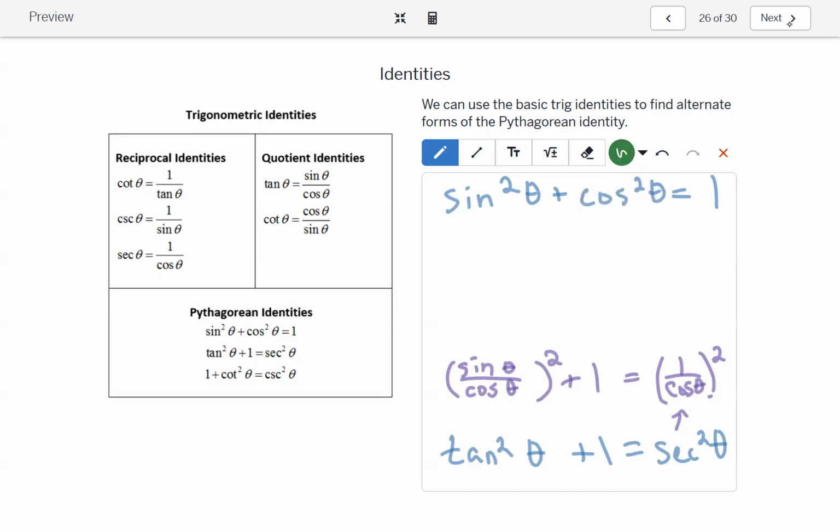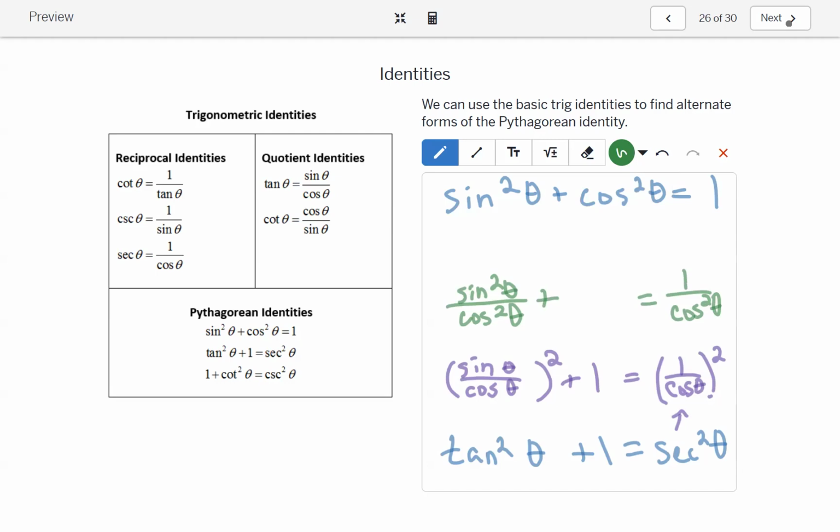Now start looking at the structure of our first line and the structure we have down here. It's kind of weird with the parentheses, so I'm going to bring the squares inside. Sine over cosine, whole thing squared, is the same as sine squared theta divided by cosine squared theta. And over here, 1 over cosine, whole thing squared, is the same as 1 over cosine squared theta.